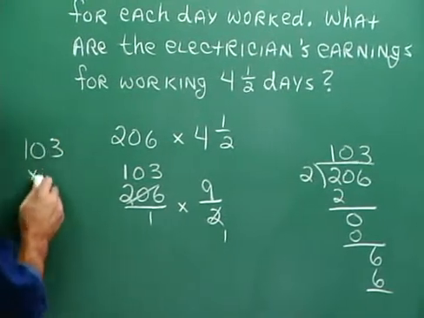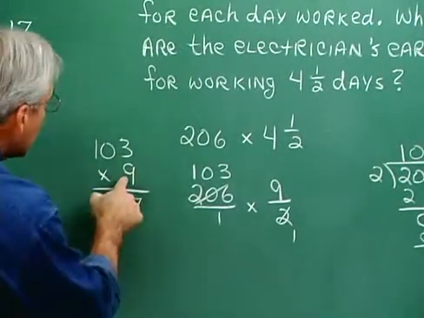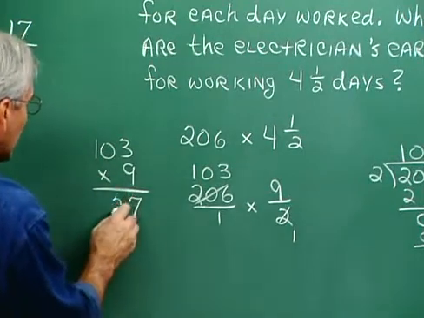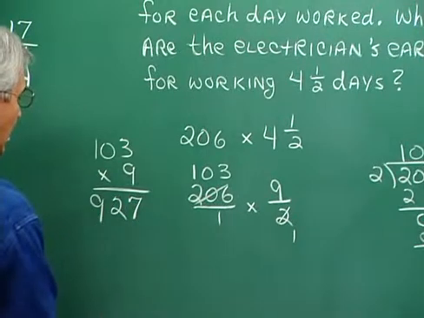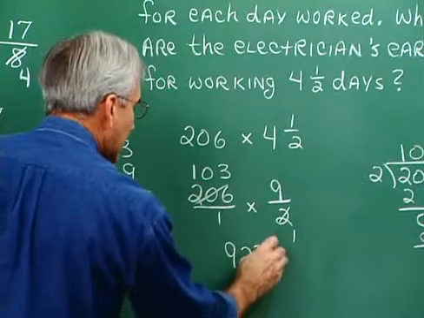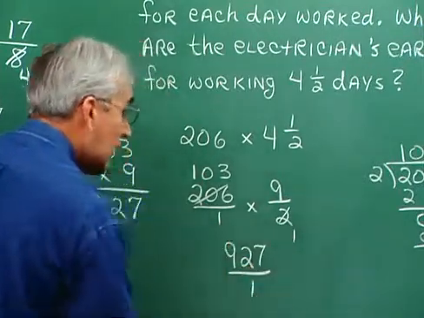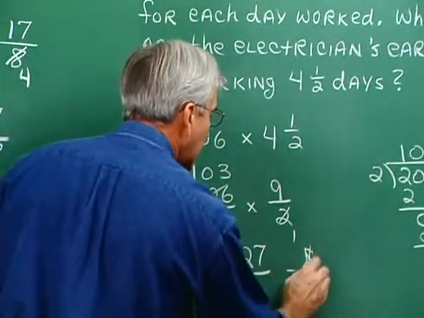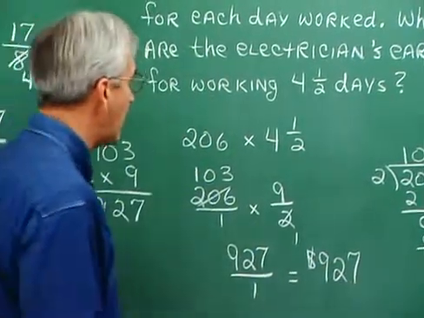103 times 9. 9 times 3 is 27. I'm carrying 2. 9 times 0 is 0, plus the 2 that we carried is 2. And then 9 times 1, 9. So 927 is our answer. Now notice that when we write the answer, it's 927, and technically we have 1 times 1 is 1 for the denominator, but 927 over 1 is 927. So $927 is the electrician's earnings for the 4.5 days of work.